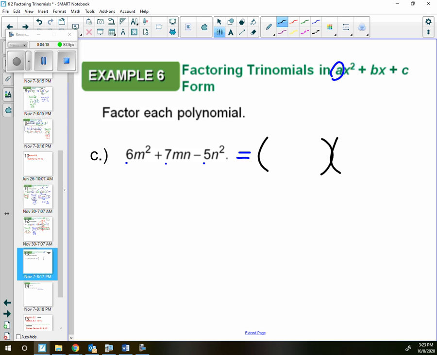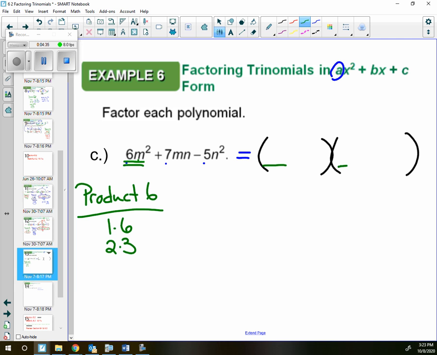We're going to go to our two binomials, and we'll start with the first. The first needs to have a product of 6. So we're trying to pick just some smaller numbers here. Again, things that multiply to 6: 1 and 6, 2 and 3. So we know it has to be one of those two pairs. M squared in these first positions means there's going to be an M and an M.